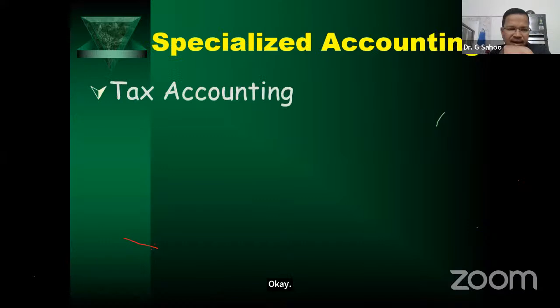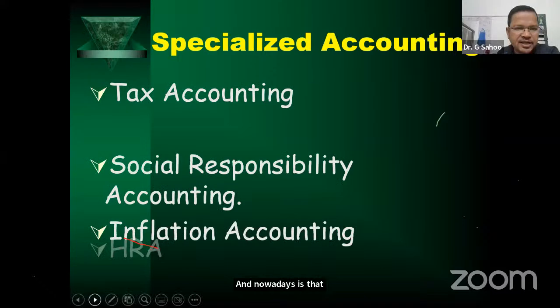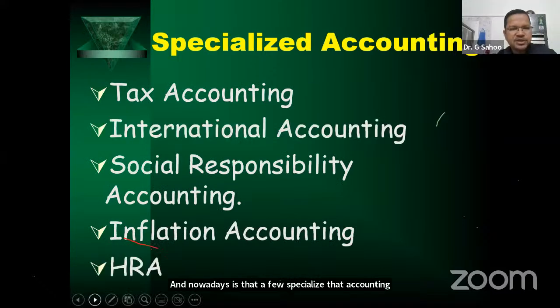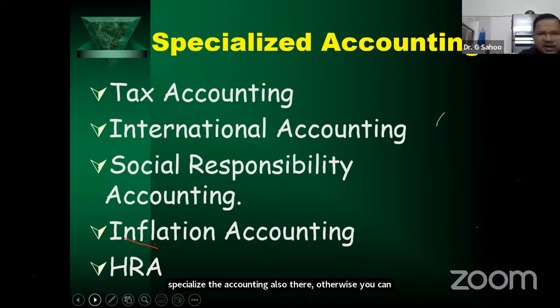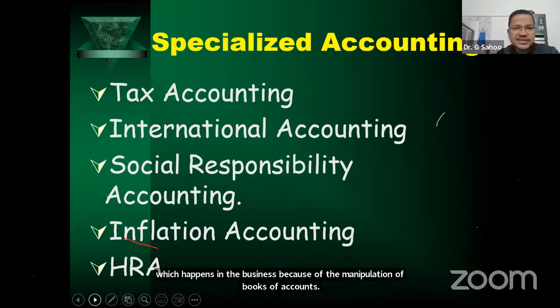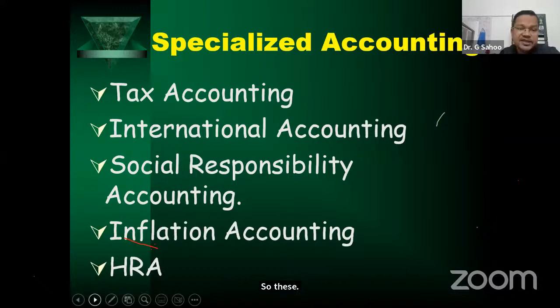And nowadays, there are a few specialized branches of accounting, like tax accounting, social responsibility accounting, investment accounting, human resource accounting, and nowadays forensic accounting also. Forensic accounting is there in order to detect the fraud which happens in the business because of the manipulation of books of accounts. So these are various specialized fields of accounting on the basis of specialization.